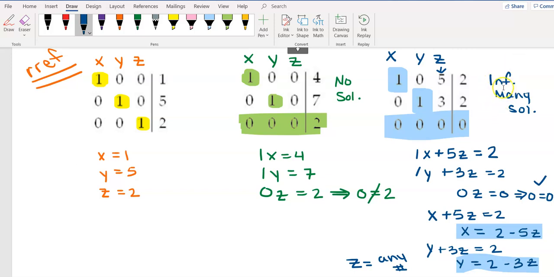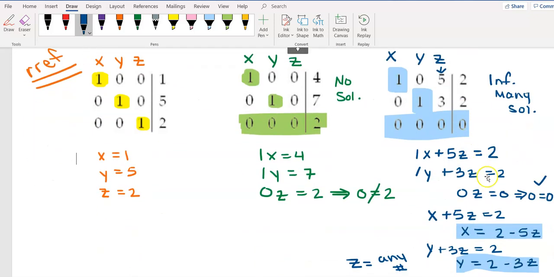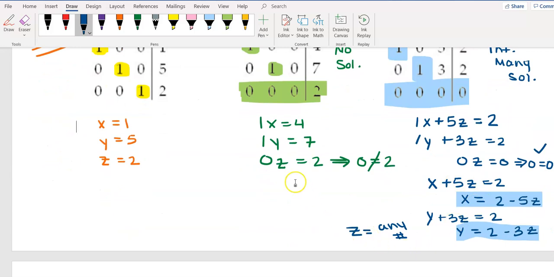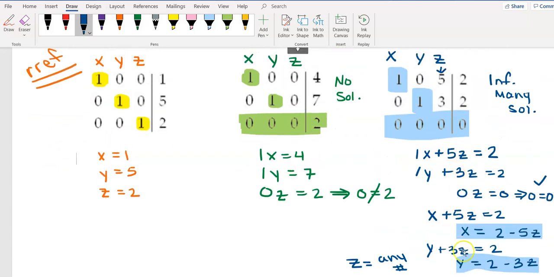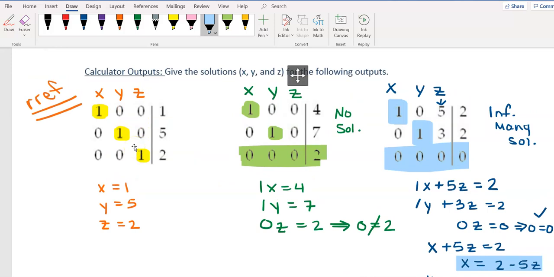So sometimes it'll just ask what type it is. This would be infinitely many or a dependent system. And then sometimes if you get more specific answers, sometimes they ask for what the x and y expression would be. So it depends on what they're really looking for in that particular question. So that's what you should look for if you'd like to use the calculator to help you, that reduced row echelon form using the matrix on your calculator.